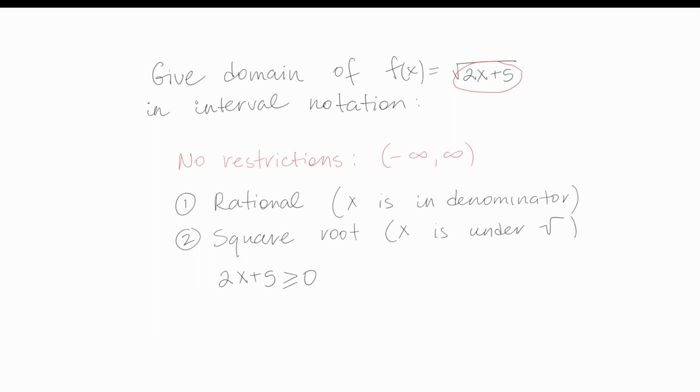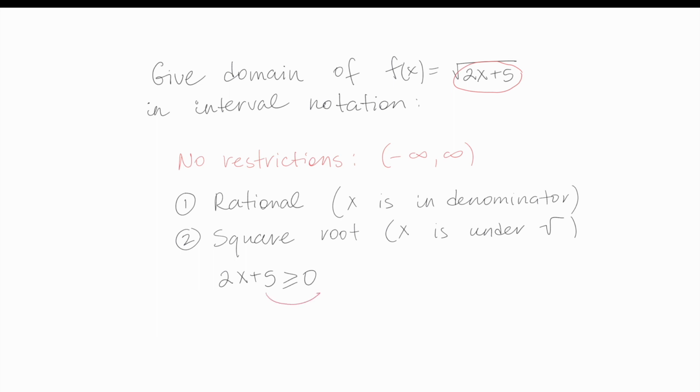Because if you have a negative under the square root, then you have to deal with imaginary units, and you cannot graph those functions on the regular coordinate plane. So you have to make sure that whatever is under the square root is greater than or equal to 0. So we solve this simple inequality.